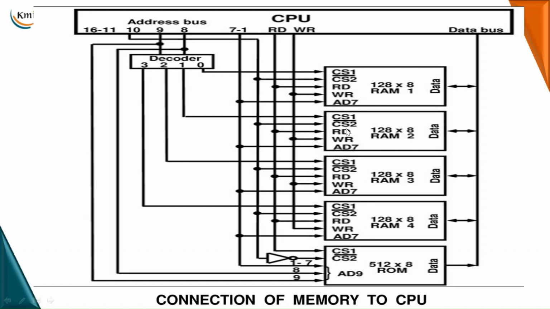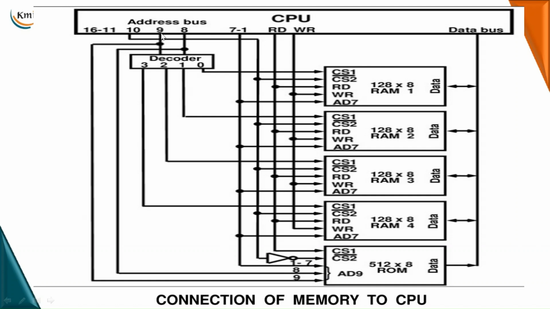So address bits specify the particular address within a RAM. Bits 1 to 7 represent the address, which is connected to AD7 of all the 4 RAM chips. Similarly, the address of your ROM also contains a 9-bit address, out of which bits 1 to 7 are connected to this particular ROM chip as well.